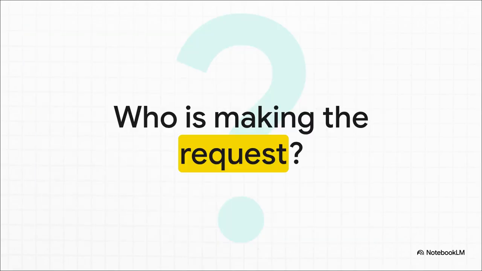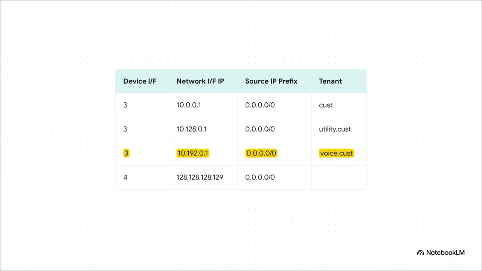So our whole investigation kicks off with one simple question. Who's making the request? Where is this traffic actually coming from? And we find that answer by mapping the user's source IP to a specific tenant that's already configured in the SSR. And here's exactly how we do it. You hop into the command line, run a command like show tenant members, and boom, you get this simple lookup table. So let's say a user on the 10.192 network is the one having a problem. We can look right here and instantly see they belong to the voice.cus tenant. Just like that, we've identified our subject.